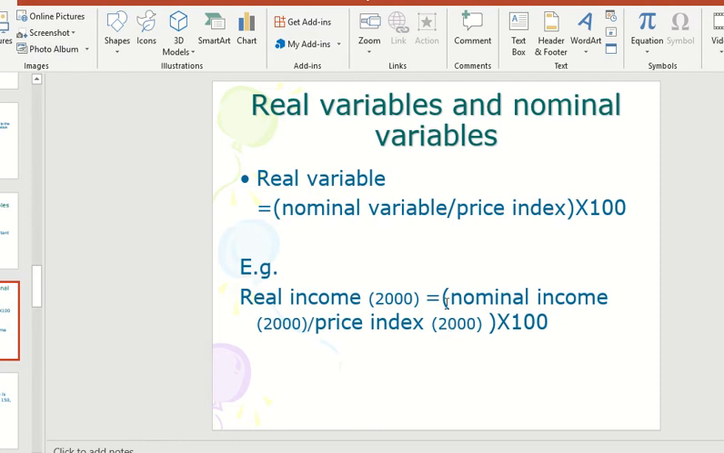Okay, so take for example, if you have a certain amount of nominal income in year 2000 and you want to convert that into the real income of year 2000, you take the nominal income of year 2000 divided by the price index of year 2000. Okay, so price index, it doesn't necessarily have to be CPI. It can be any other price index that you think is appropriate. So multiply the whole thing by 100. Okay, so that's how we convert it into the real income of year 2000.